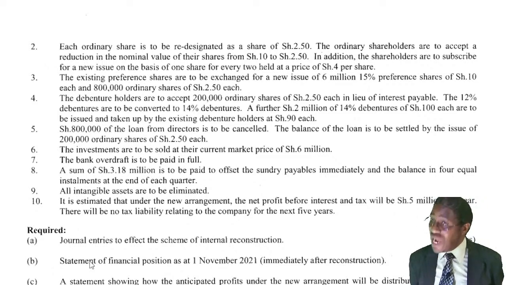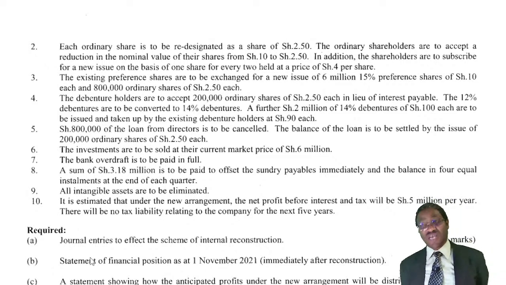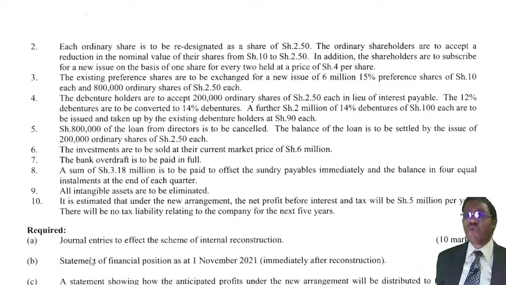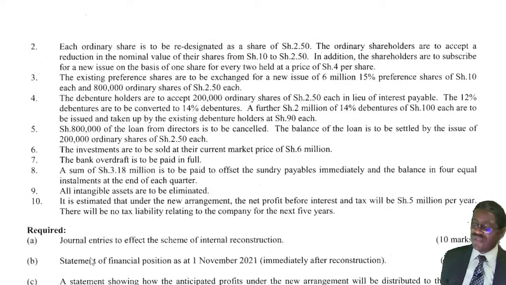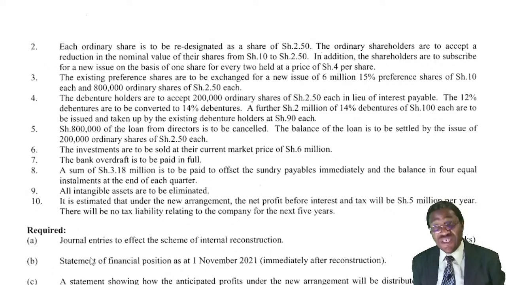But each debenture was issued at 90. So it is expected that you take 20,000 times 90. We are receiving 1.8 million. I want you to listen. The company issued debentures whose nominal value is 2 million, but the debentures were issued at 1.8 million.